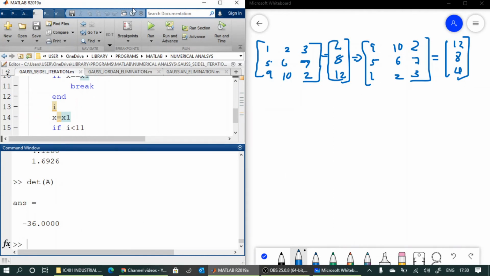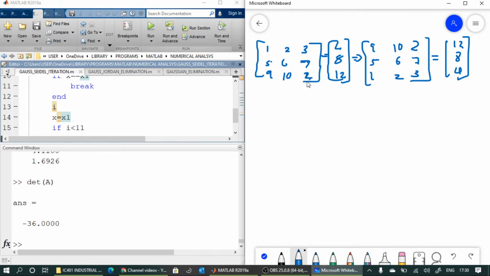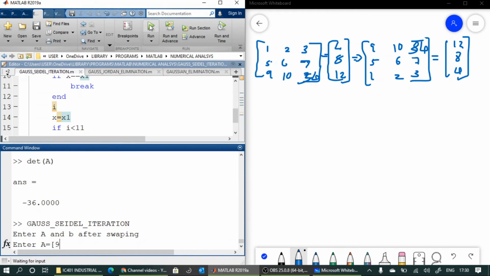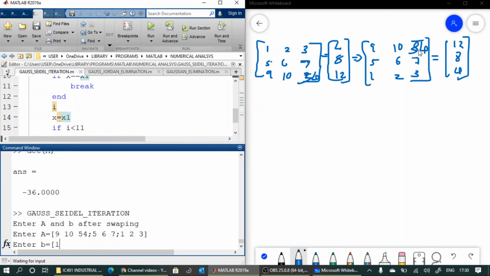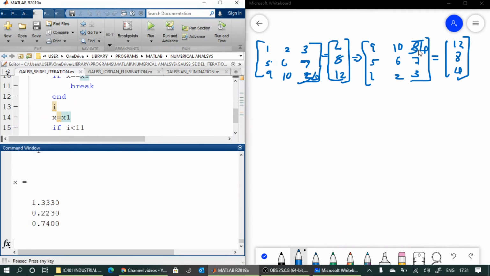Now try one more set. Instead of 2, 54. If it is 54, then you can select this one as the last row because 54 is a large value, right? First try this. So 9, 10, 54, because this one is the reverse diagonal. At that point this is dominant. So 5, 6, 7, 1, 2, 3, and B is 12, 8, 4. It took 20 iterations.